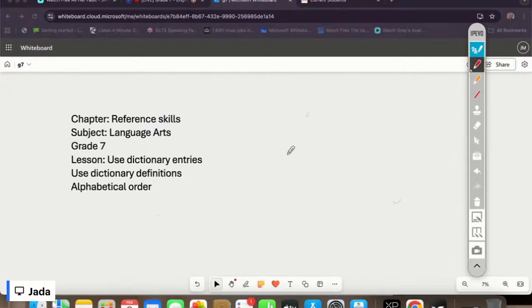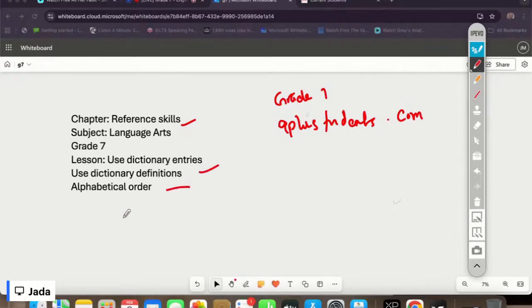Today we'll finish up our lesson on reference skills. First, you have to log in using aplusstudent.com. Click on Move On to Language at grade 7. The chapter is Reference Skills. The lessons are use dictionary entries, use dictionary definitions, and alphabetical order.